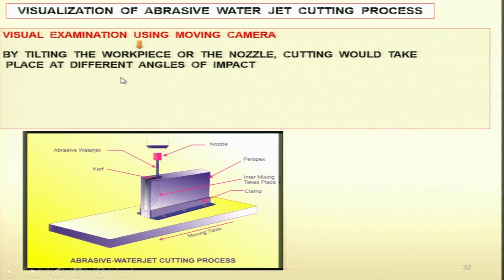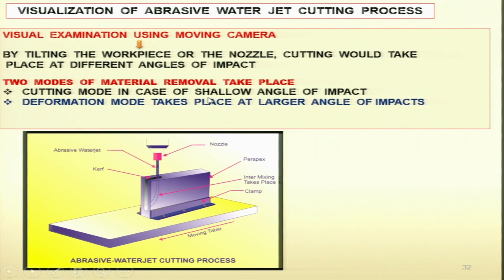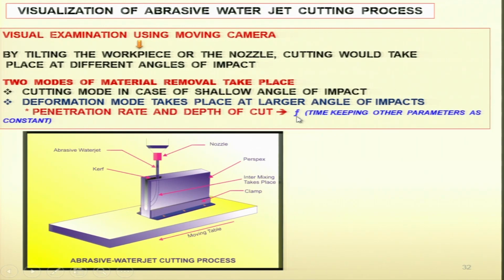By tilting the workpiece or the nozzle, cutting would take place at different angles of impact, and impact angle is very important. As I have already mentioned, there are two modes of material removal: cutting mode in case of shallow angle of impact, and deformation mode at larger angle of impact. Now penetration rate and depth of cut are a function of time, provided you keep all other parameters constant.